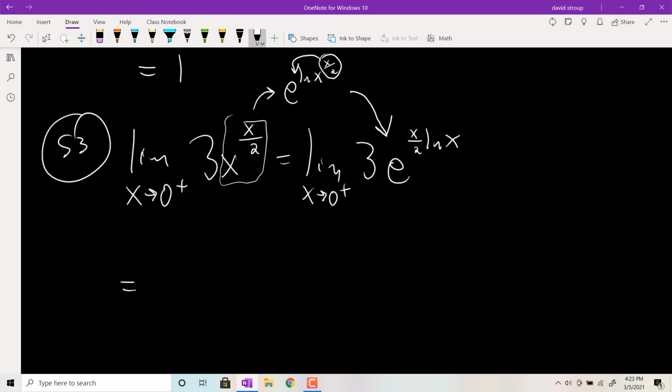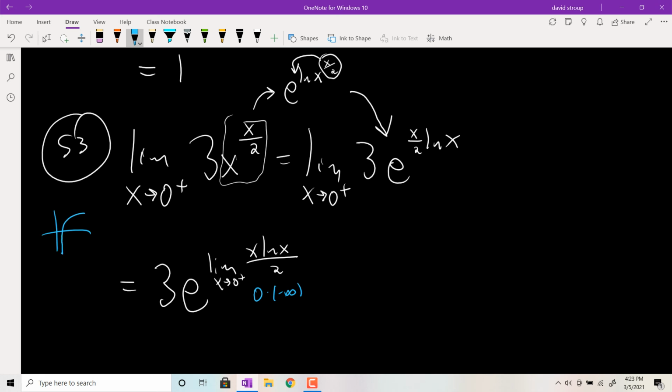Okay, so I'm going to pass the limit into the exponential, and I get 3e to the limit of ln x over 2 as x goes to 0. And what is that form? Well, if you plug 0 in for x, you just get a 0. If you plug 0 into the ln of x, you're going to get negative infinity coming in from the right. The ln of x will go to negative infinity. So you have another 0 times infinity form.